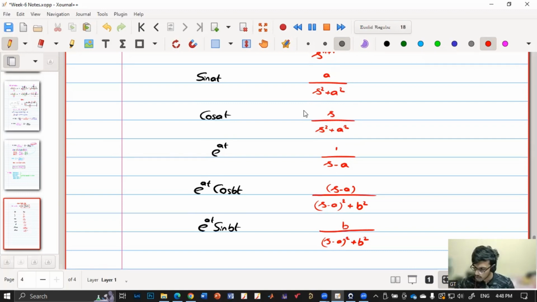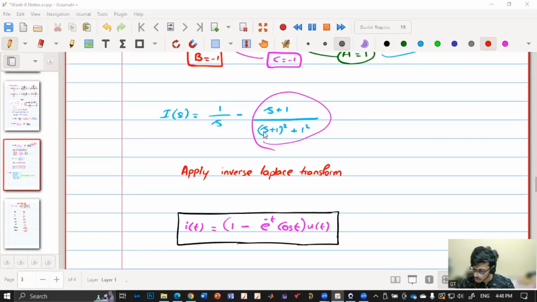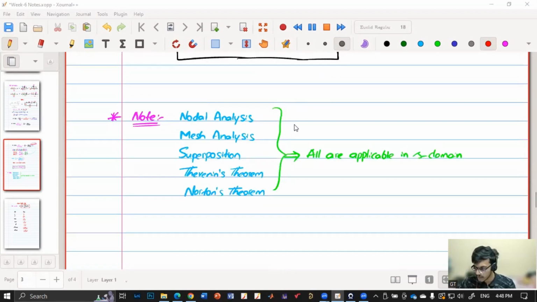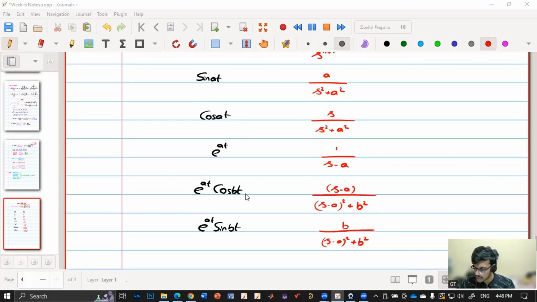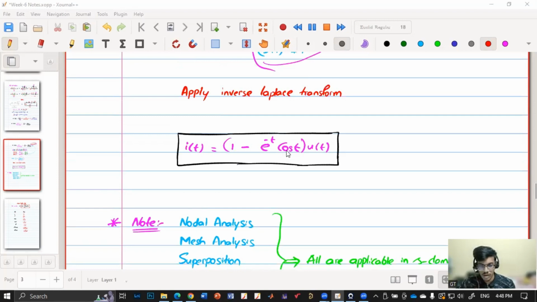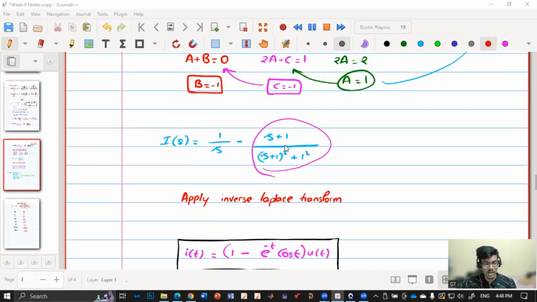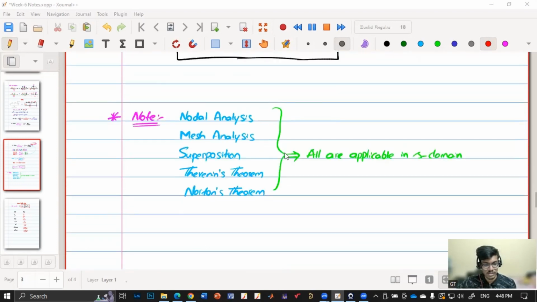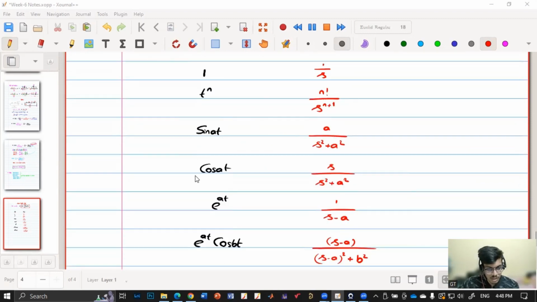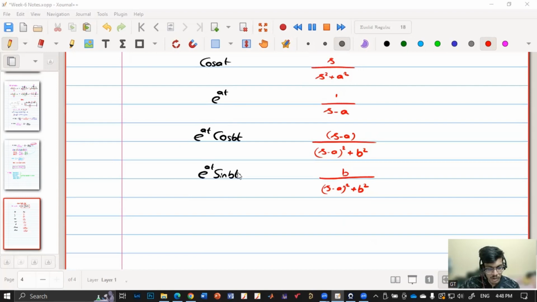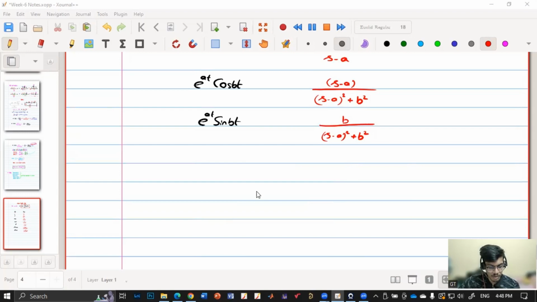So if we just go back to our previous equation, it is s plus 1 by s plus 1 whole square plus 1 square. So our a is minus 1, b is 1. So it will be e to the power minus t cos t. So that is how we have written. Whereas if you want to do inverse Laplace transform, it is very difficult. That's why we remember these results and we'll use these results because we will be getting all the equations in any one of these Laplace domain or time domain. So it would be advised you remember all these things.